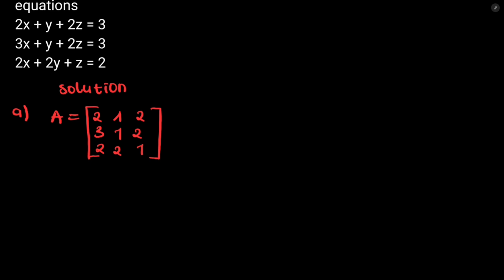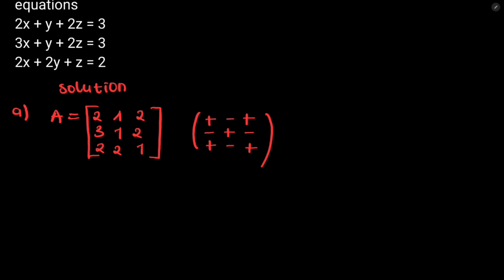So here we are going to do the cofactor expansion. Let's choose our row. Let me choose the first row, and we write our signs: plus, minus, plus, minus, plus, minus, plus, minus, plus, telling us which number will have which sign. So I'm choosing the first row. You can choose any row of your choice.